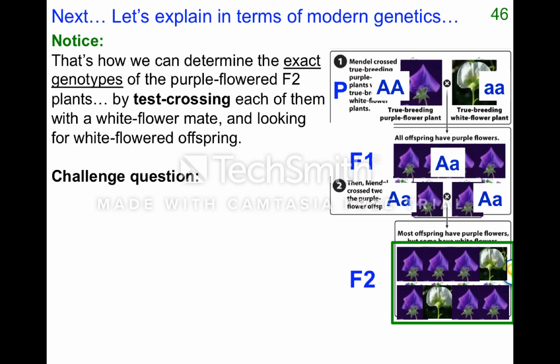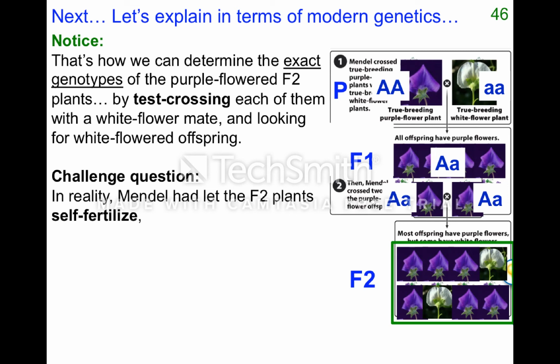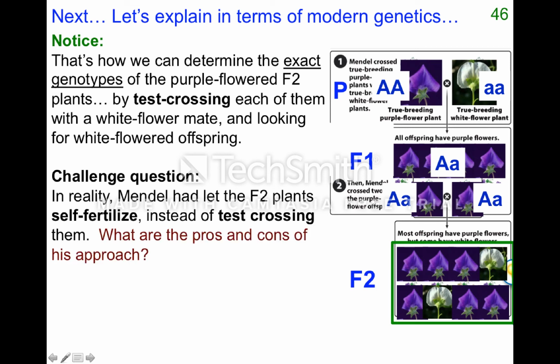So you would test cross them and see if any of their offspring are white flowered. All right. So here's a bit of a challenge question for you to think about. In reality, Mendel didn't do a test cross. He didn't take these purple plants and breed them with a white flowered plant. He just let them self-fertilize instead, right? So what are the pros and cons of his approach?